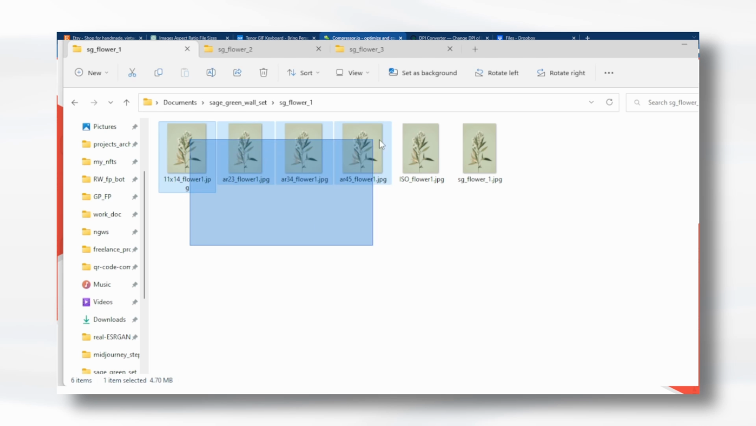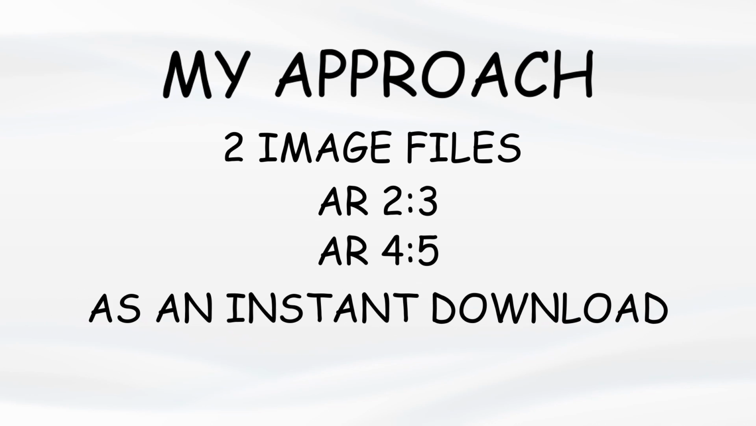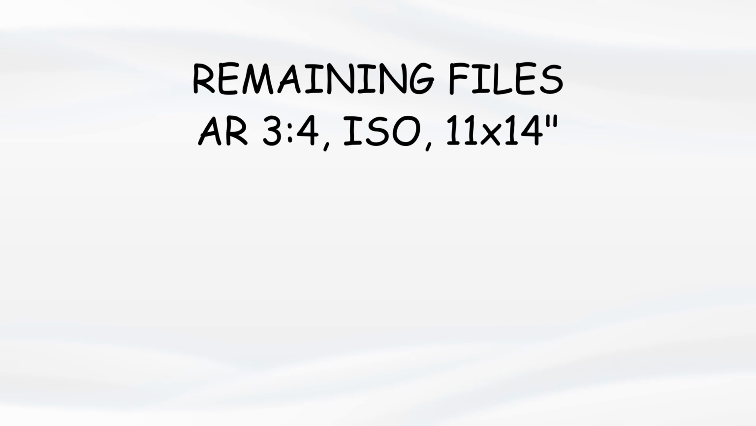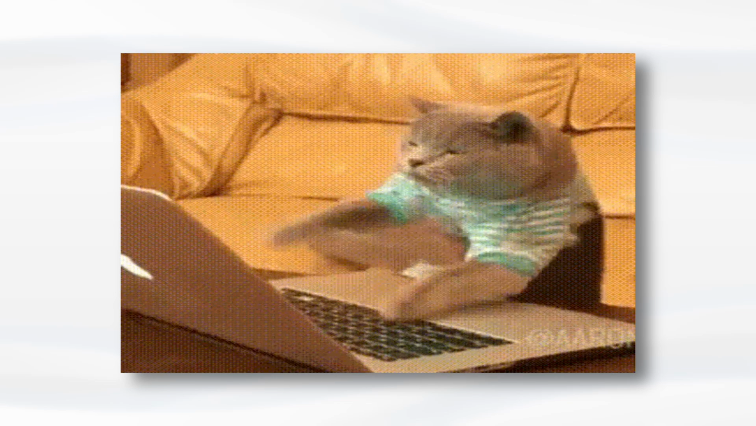Now, I realized that the file sizes are still too large and I don't think I will be able to upload them all on Etsy. So what I'm gonna do is provide the files with aspect ratio of 2x3 and 4x5 as an instant download. And for the remaining files, I'll upload them to Dropbox and share the link for customers to download from. This is how I'm going to do it.